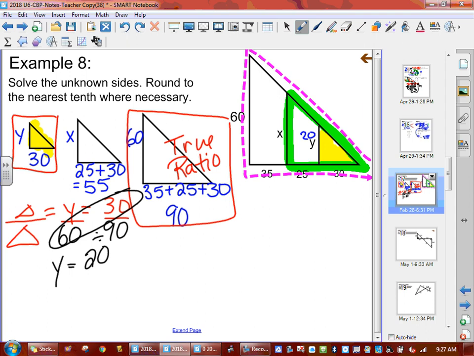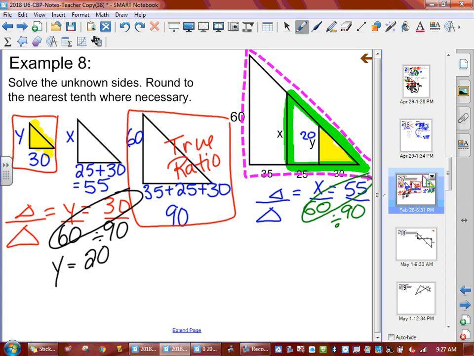Alright. Now we need to figure out the X. So, again, we're going to go small triangle over big triangle. So we have X and 55. And we need to match up X and 55. Well, X is going to match 60 and 90 matches 55. And again, we're cross multiplying and dividing by who's left over. Okay? So, how big is X? Everybody cross multiply and divide, please.